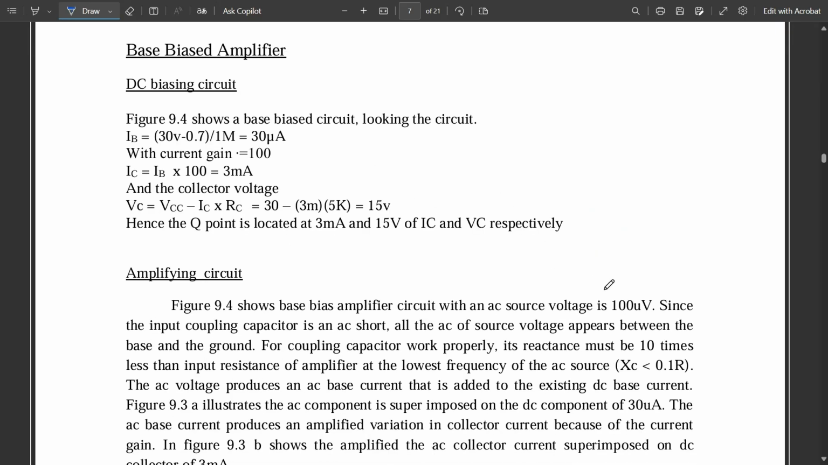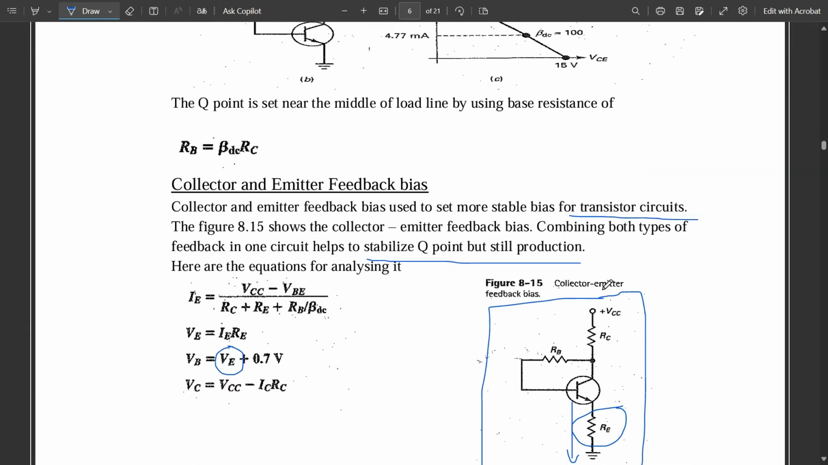So these things let us discuss in the next video. That's all for the video, guys. These are the different types of transistor biasing circuits which you need to know. Please go through this and understand this concept very clearly, because this is very important.